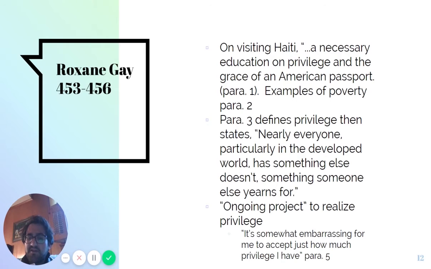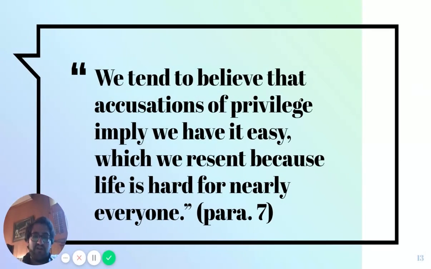"It is somewhat embarrassing for me to accept just how much privilege I have," she says in paragraph 5. We tend to believe that accusations of privilege imply we have it easy, which we resent because life is harder for nearly everyone. She's directly addressing Fortgang's issue with privilege here, right? It's hard for everyone. It's still tough. Life is difficult. And we take it personally when people say, well, you don't have it as bad as I do.